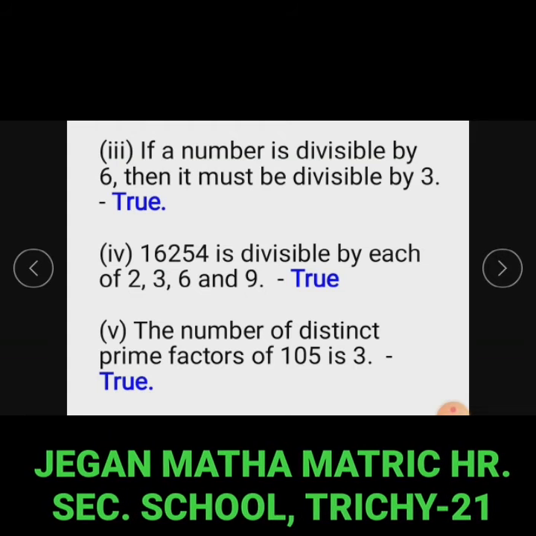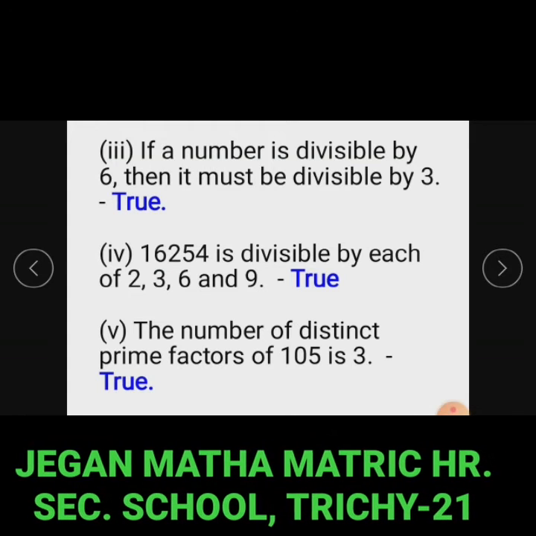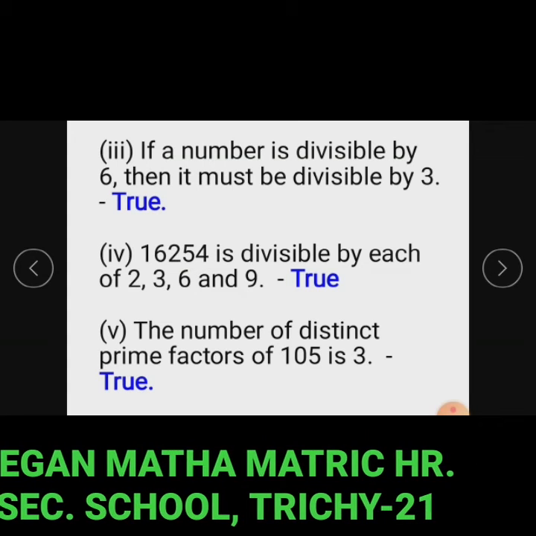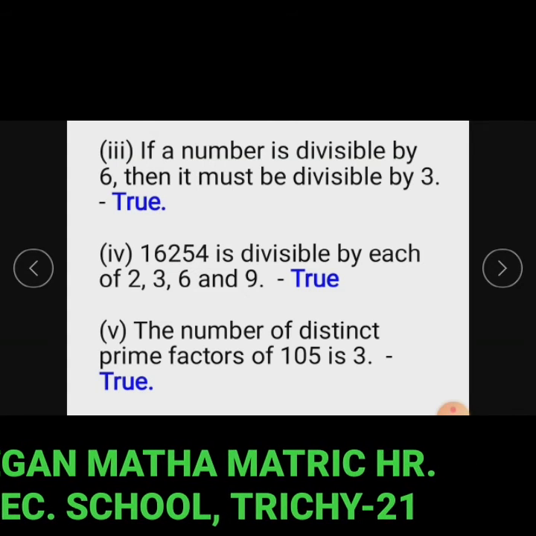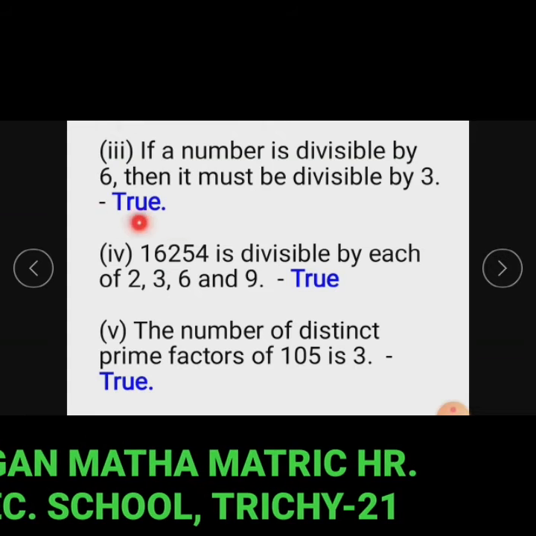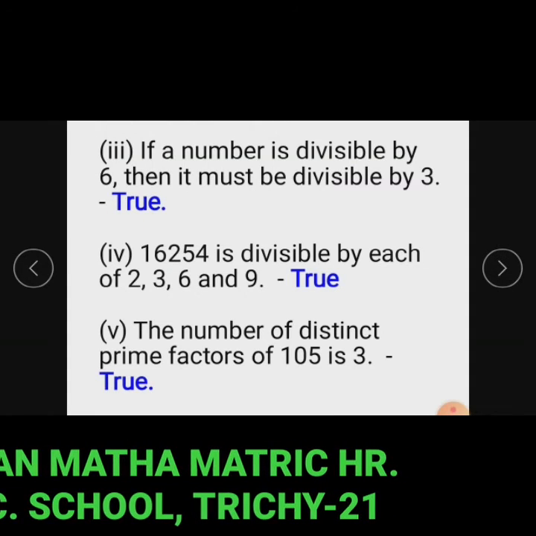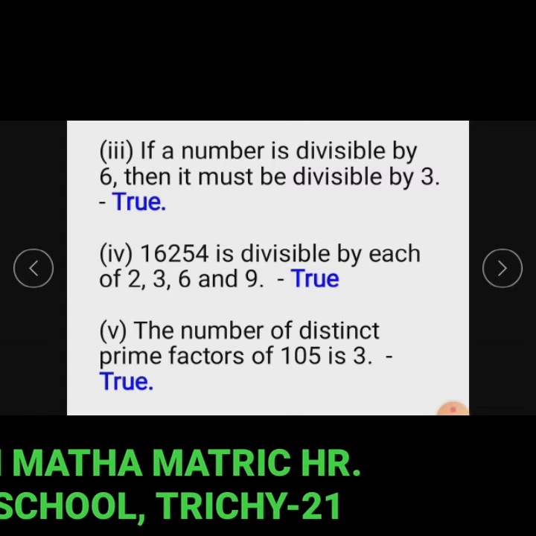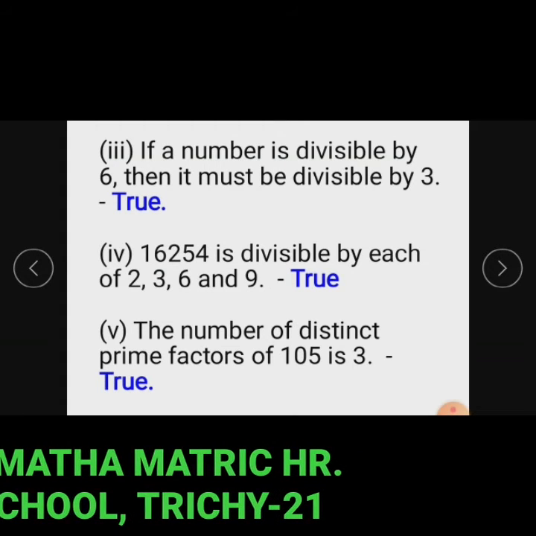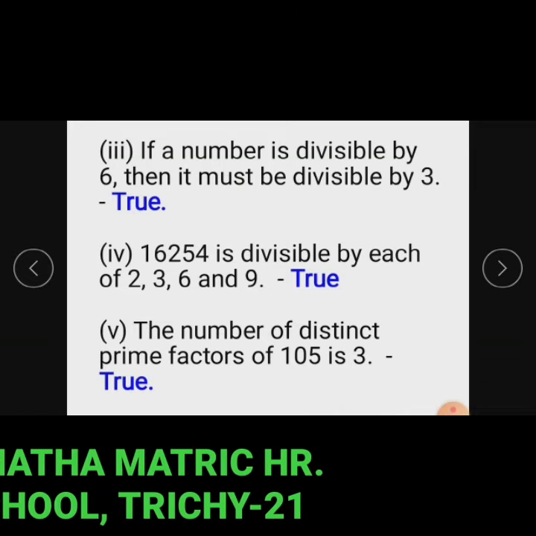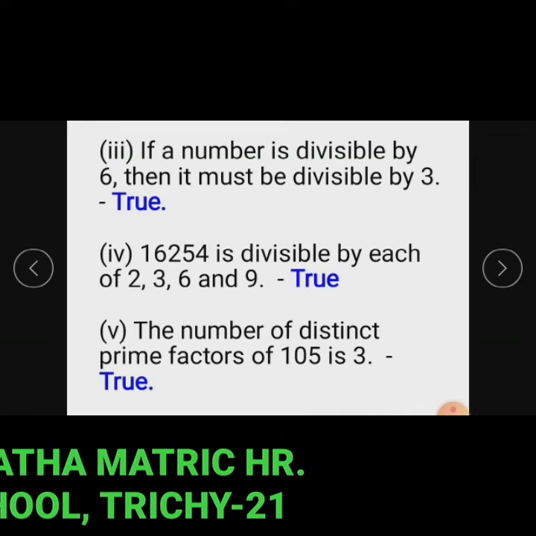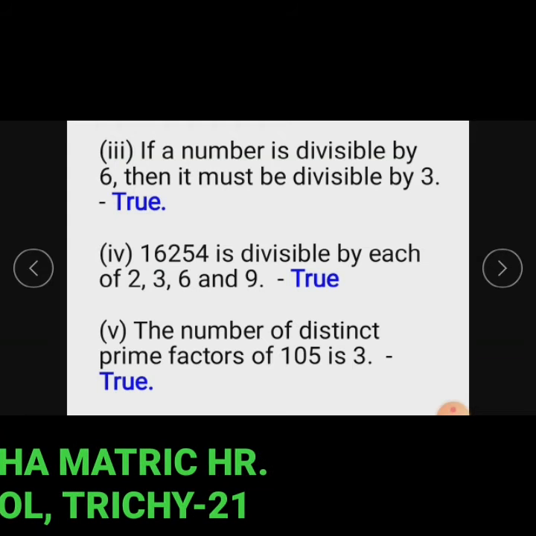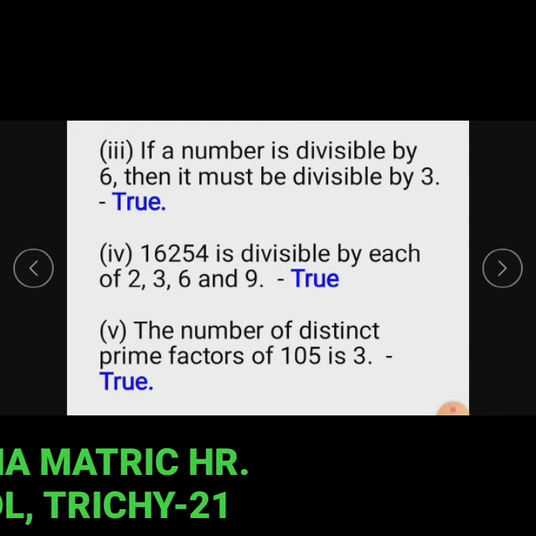Subdivision 3. If a number is divisible by 6, then it must be divisible by 3. Yes, the statement is true. Subdivision 4. 16,254 is divisible by each of 2, 3, 6 and 9. The answer is true.